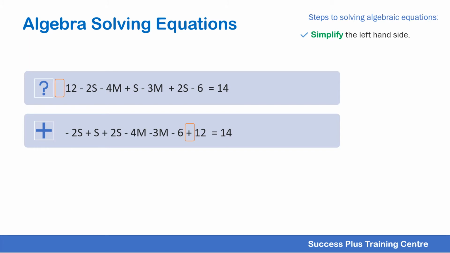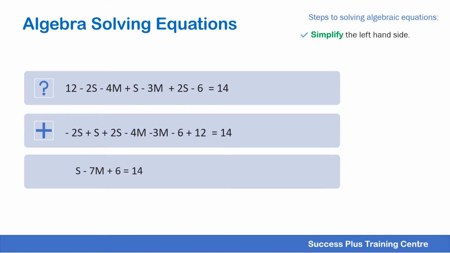If you notice, when we move the number 12 in the equation, we use the sign plus. And that's because if you notice in the question, there is no sign attached to the number 12. This means if there is no sign attached to the number at the front of the equation, you should always use the plus sign when you move that number to someone else in that equation. Likewise, if you had a minus sign attached to that number at the front of the equation, you should always use that minus sign when you move that number to someone else in that equation. Minus 2s and plus 2s cancel each other out, leaving you with s take away 7m plus 6 equals 14.